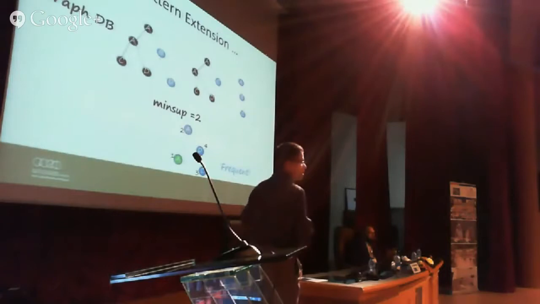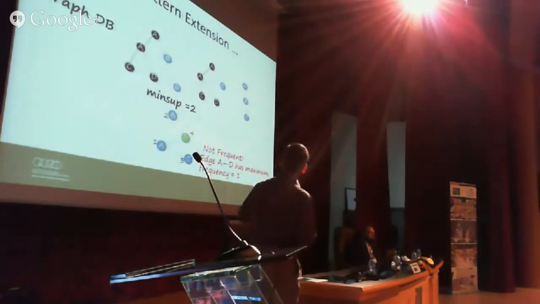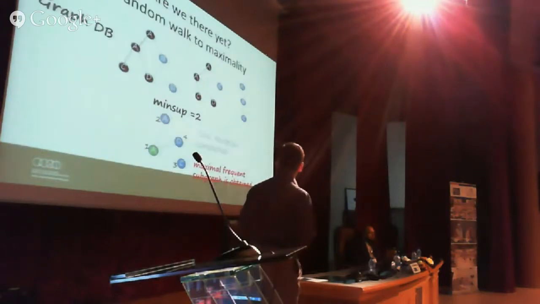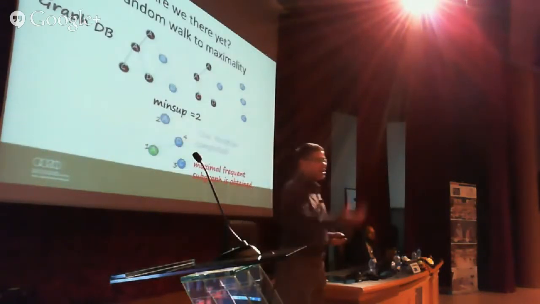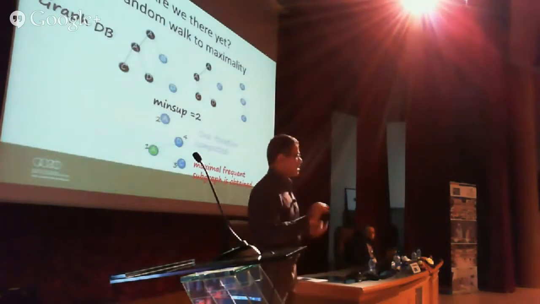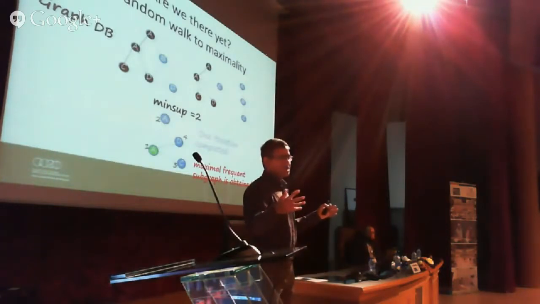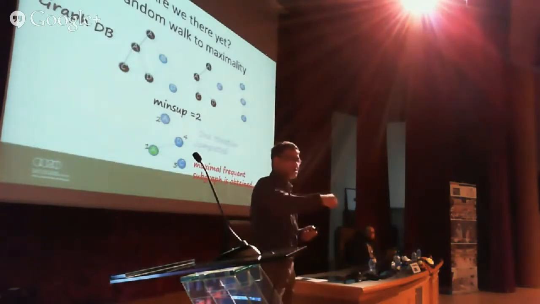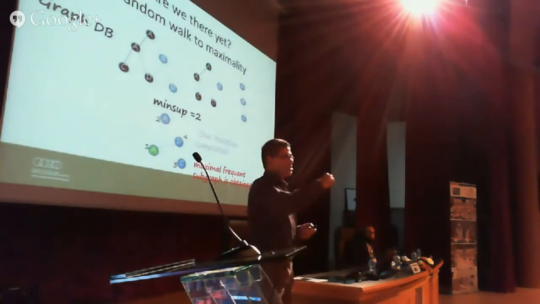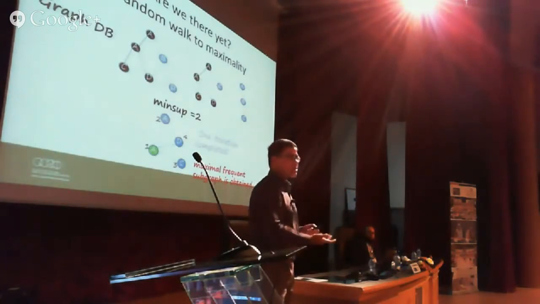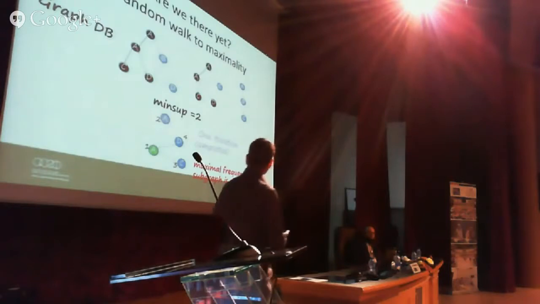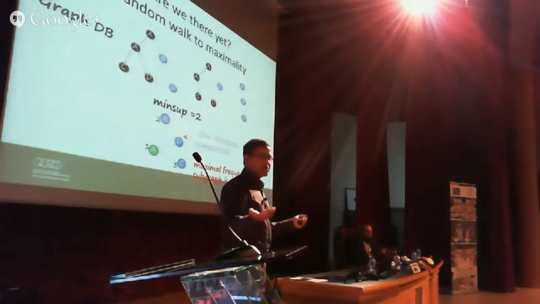Try something else. Oh, it's frequent. That's great. You keep it and keep on doing this till you cannot add anything else. And once you cannot add anything else, by definition, that is a maximal pattern. Because maximality means that I cannot add any other label, edge, and yet it will be frequent. So in this case, we actually try all possible extensions, and we find out, okay, I cannot add anything else at all. That means I'm finished.